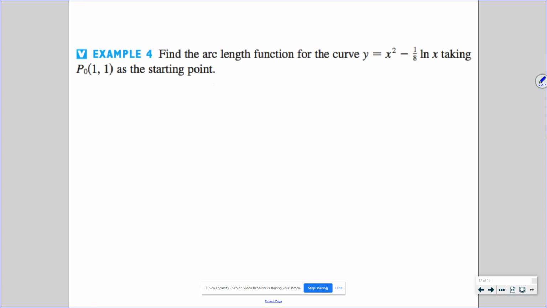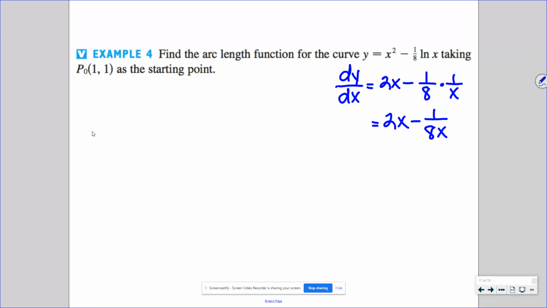Find the arc length function for a curve y equals x squared minus 1/8 ln x, taking point 1, 1 as the starting point. So you have a starting point, and we're going to write a function that describes the arc length from any point thereon. Well, as in any arc length problem, we start with finding the derivative. So we need to find dy/dx, and in this problem that would be 2x minus 1/8 times the derivative of ln x, which is 1 over x, and I'm going to simplify that to 2x minus 1 over 8x.